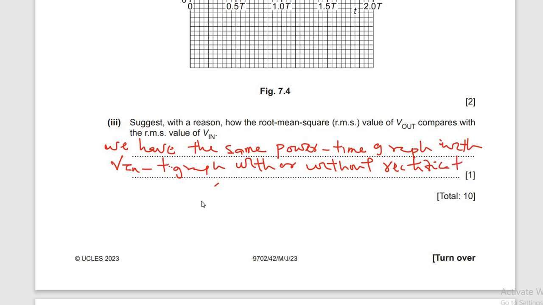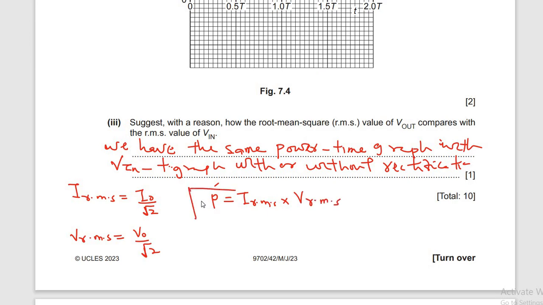Let me quickly show you something. Root mean square current is peak current over root 2. Root mean square voltage is also peak voltage over root 2. And power is root mean square current times root mean square voltage. So yes, with or without rectification, we are going to have the same power time graph, because the peak current or peak voltage does not change.